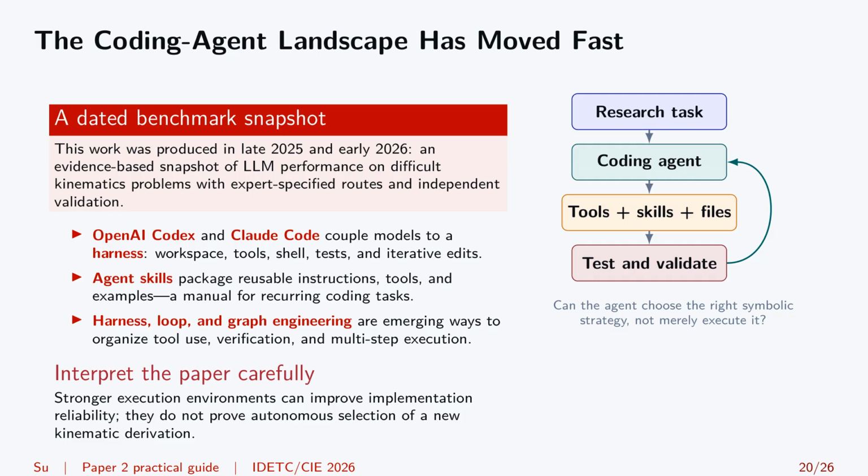One final timing caveat: this work was produced in late 2025 and early 2026. Coding agents now come with powerful harnesses, reusable skills, and richer multi-step execution loops. These tools can improve implementation reliability, but they do not by themselves prove that the system can choose a new symbolic strategy without expert guidance.